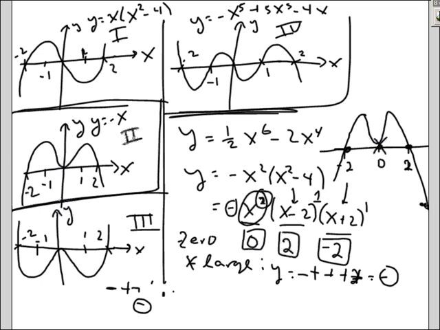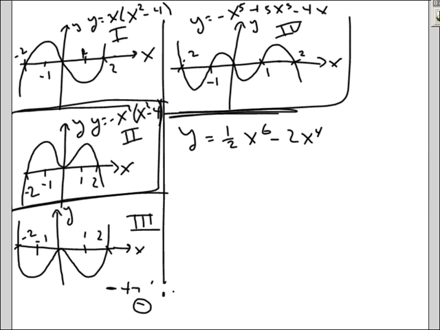Y is equal to negative x squared times x squared minus 4. Of course, by process of elimination, you can say that graph number 3 is 1/2 x to the 6th minus 2x to the 4th. But let's work it out. Now, if you're running out of time, if you're short on time, you immediately say that it's graph number 3. But let's just make sure we didn't make a mistake somewhere along the line.